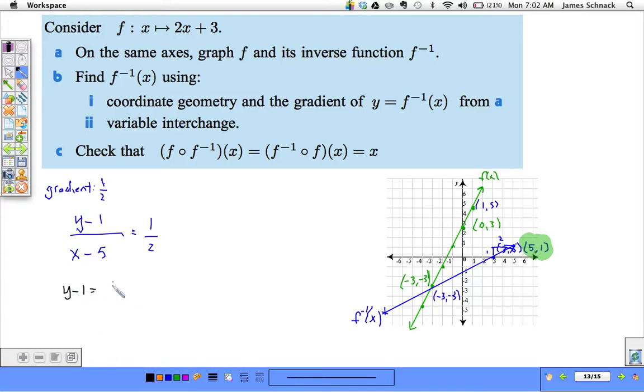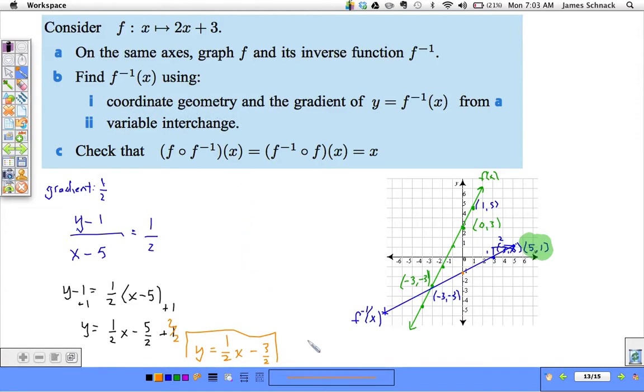So y minus 1 has to equal 1/2 times x minus 5. y equals 1/2 x minus 5/2 plus 1. I'm adding 1 to both sides. And 1 is really the same thing as 2/2. y equals 1/2 x minus 3/2. And that basically looks like where I'm crossing the y-axis. So that is using coordinate geometry to find the inverse.